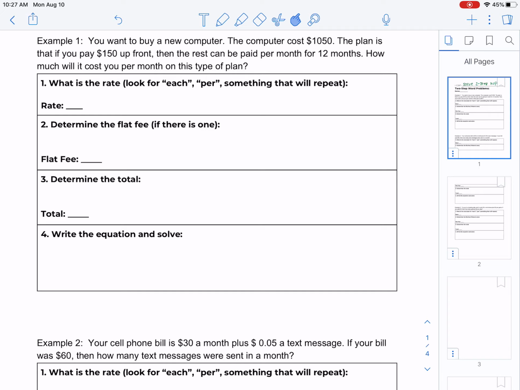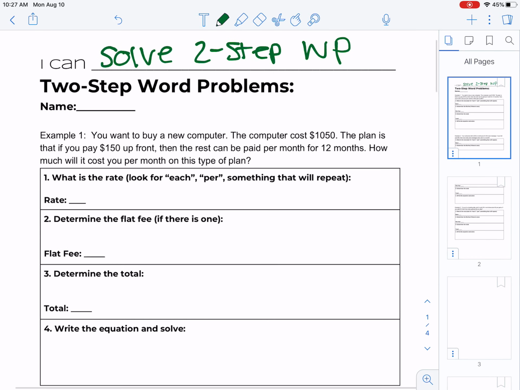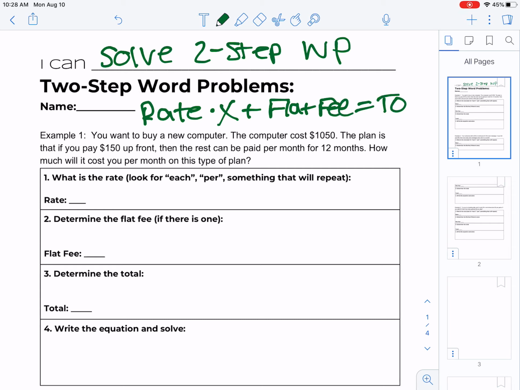If you look at what we're trying to fill in, we're trying to fill in the rate, the flat fee, and the total, because this is how we are going to write an equation for every single problem. The setup is always going to be our rate times our x plus our flat fee equals our total.